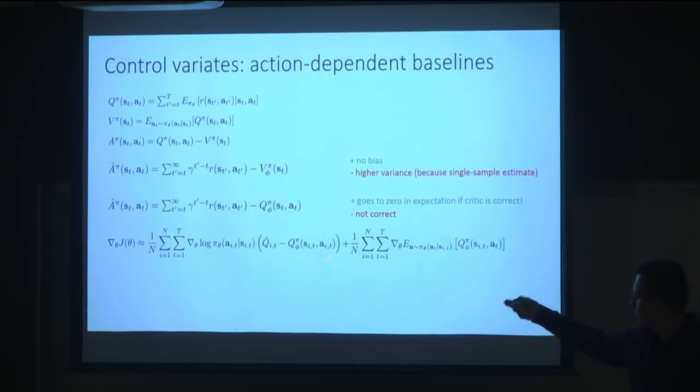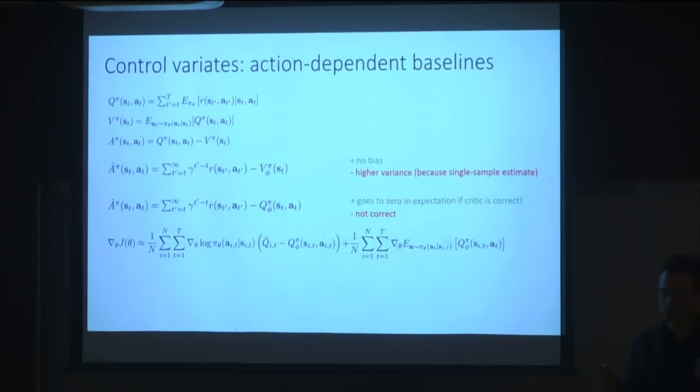Because this part will go to 0 if Q is accurate, and this part will correct for the bias. So if you hear about action-dependent baselines or control variates in reinforcement learning, it's referring to this type of estimator where you subtract off something that depends on the action and then add back in the remaining term to correct for the bias. Question? If your simulator can reset from any state, couldn't you also just sample that expectation?